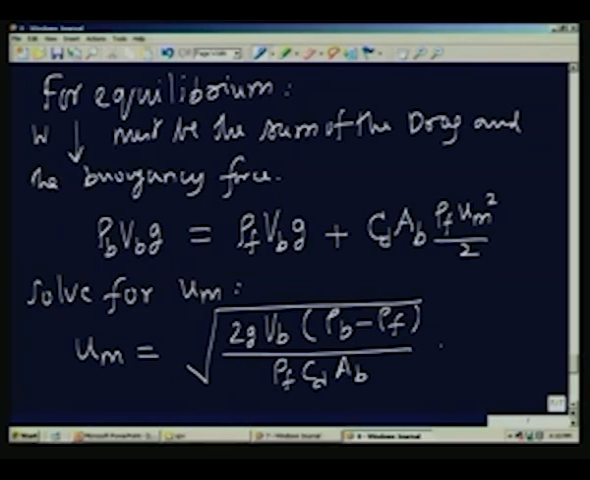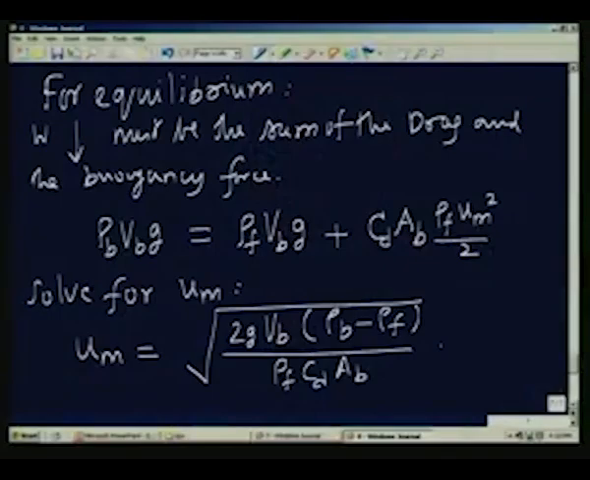So what does it mean? It means that the velocity cannot change, whatever may be the position of the bob, equilibrium requires that the UM is a constant. That means if I am allowing a certain amount of fluid to flow through the system, it will decide the position along the length of the taper tube, where the value of the velocity in the annular region between the bob and the outer tube will be exactly equal to UM. So the equilibrium position will be determined by the requirement that the velocity UM be a constant given by this particular quantity, assuming that CD is a constant.